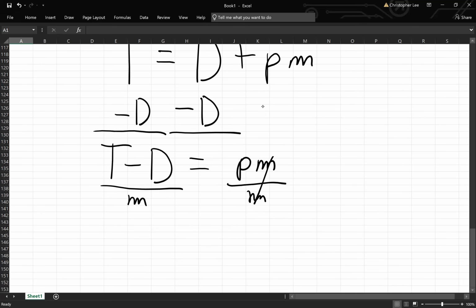So here's how you're gonna type it in though, right? P is equal to open parentheses T minus D, right? And then divided by M. That's how you type it in. Okay, how was I gonna figure that out? Now you know. Parentheses and boom.